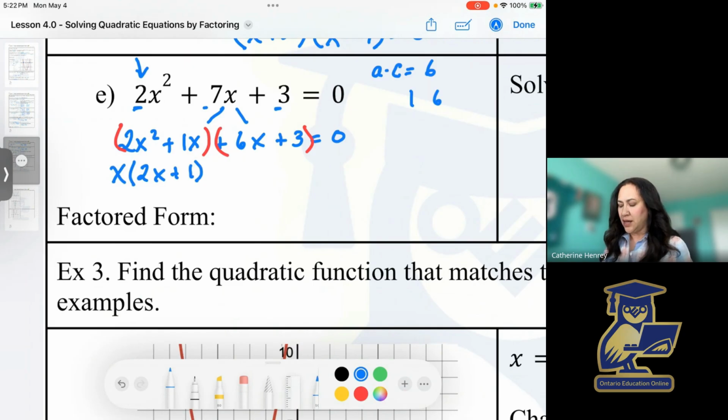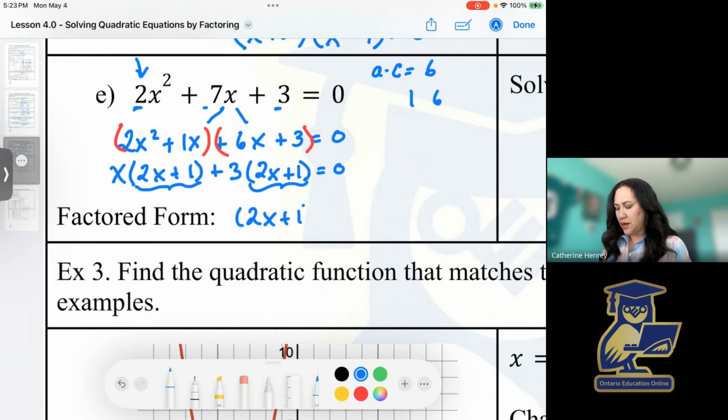And in the second, I can take out a factor of positive 3, and I'll be left with 2x plus 1 equals 0. So since I have a common bracket for each of these terms, I'm going to factor that out. 2x plus 1, and I'll be left with x plus 3 equals 0.